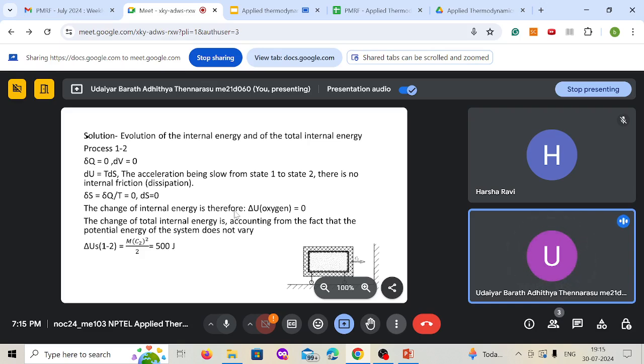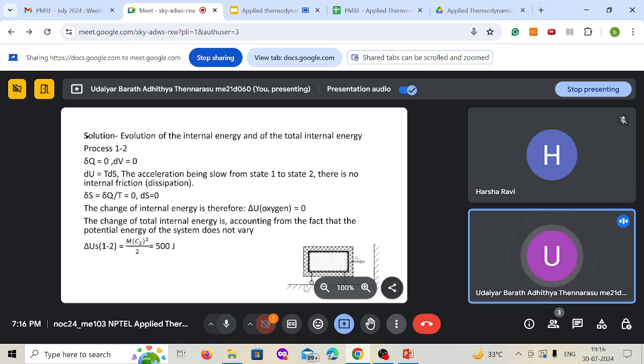We'll go process by process. First, process 1 to 2: there is no heat transfer, and because the container is rigid, there is no work transfer either. So the internal energy change is 0. The acceleration being slow from state 1 to 2, there is no internal friction or dissipation, so dS is 0. The change of internal energy, just for the oxygen, is therefore 0.